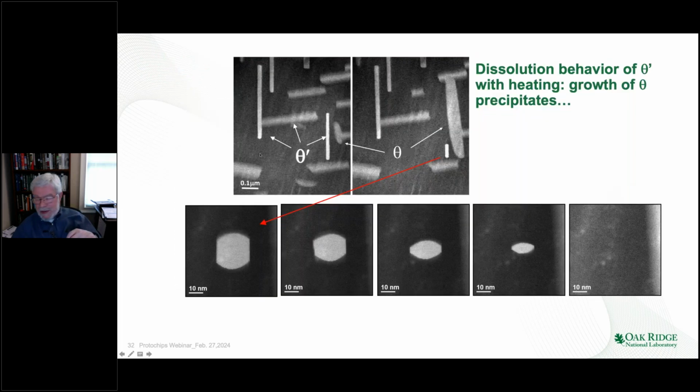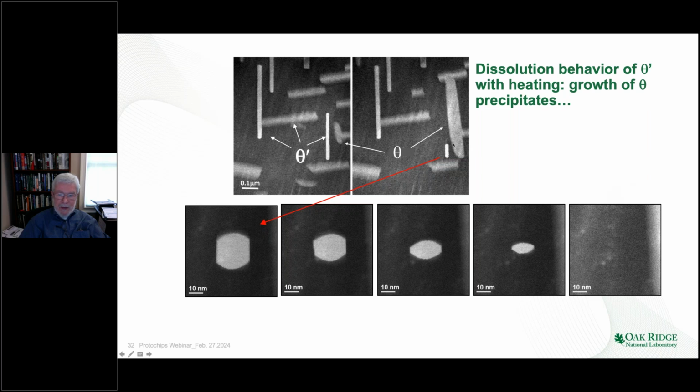And this is a very nice example of the capability to get useful results from this kind of study, where in 2 images taken some time apart after heating at a couple hundred degrees centigrade, you can see the theta prime dissolving and theta growing very clearly. And here are some other theta primes and the other 2 habits showing up, and they're dissolving and so on.